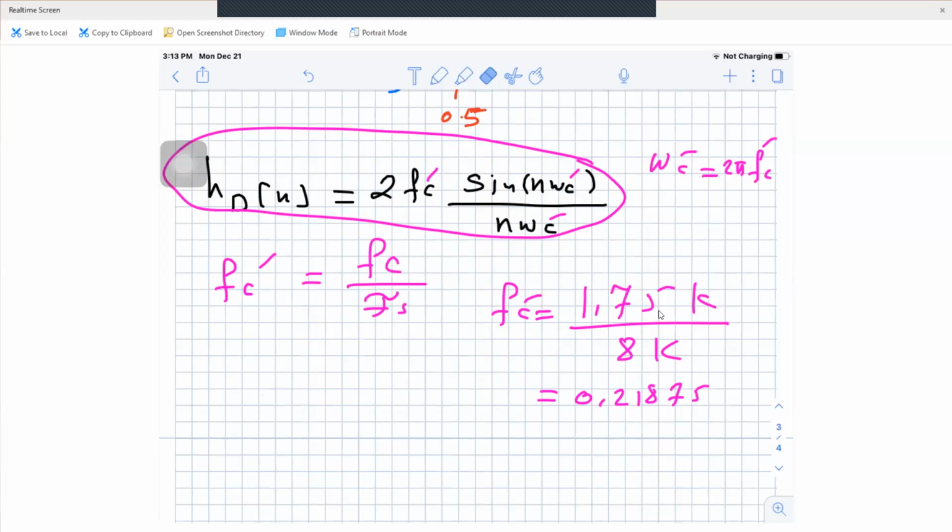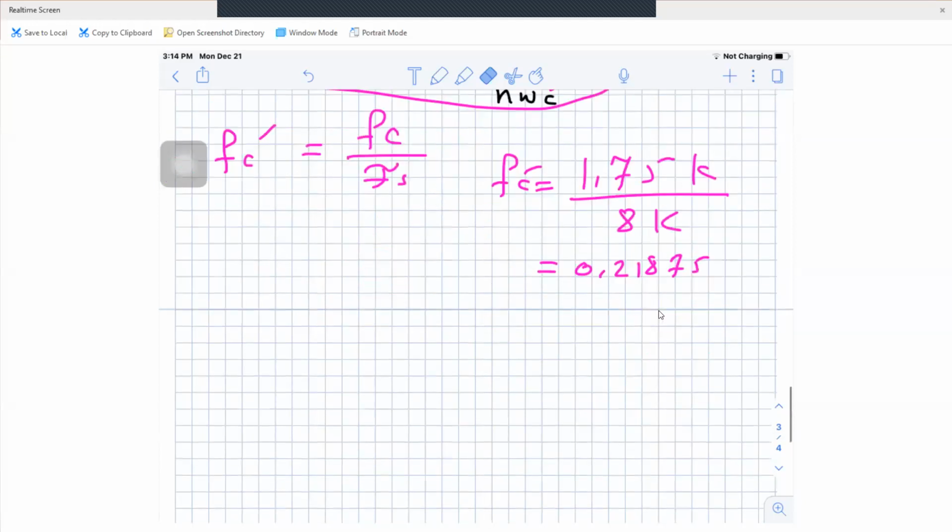The calculator must be set on what? On radian mode. Now, up to this point, we have prepared the ideal impulse response. I mean, the FC dash is calculated, so directly we can substitute the value of FC dash in the equation of the ideal impulse response. The remaining will be the window function.